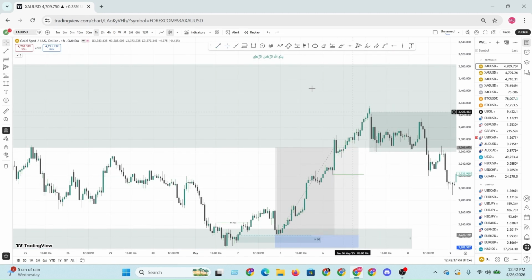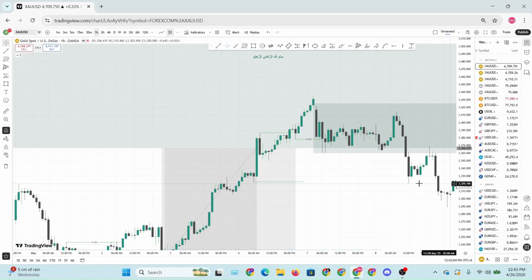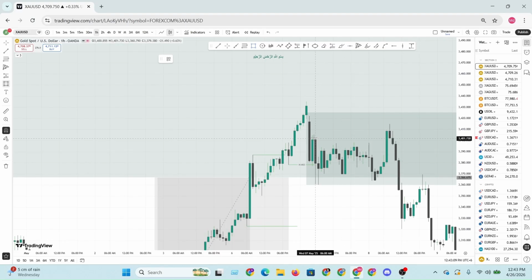Again it broke this level, again broke this level, then we will see the MSS is here. Sorry, our MSS. So after this MSS we will wait for the extreme POIs.